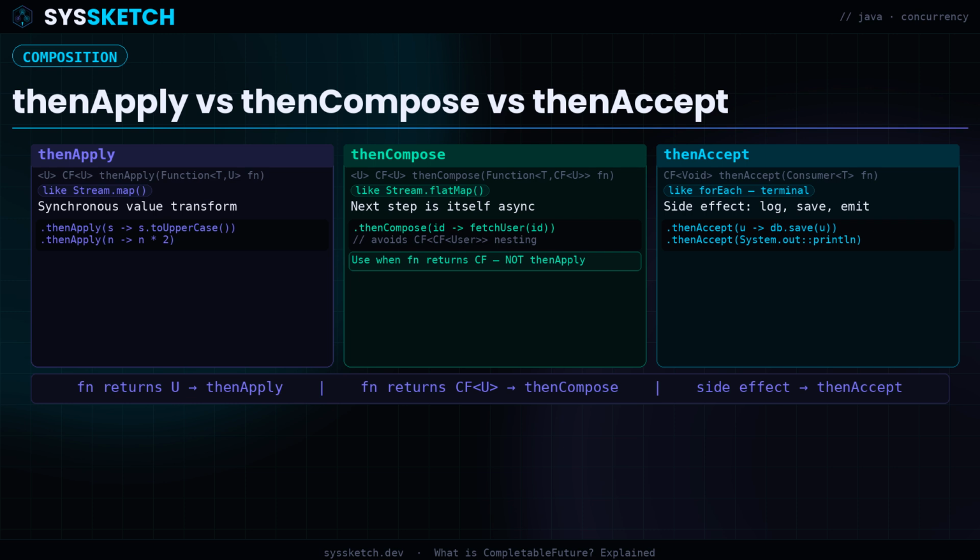thenCompose is the flatMap equivalent. If your transformation itself returns a CompletableFuture, thenApply would wrap that in another CompletableFuture, giving you a nested future. thenCompose unwraps it automatically, flattening the chain. Use thenApply for pure transformations, thenCompose when your next step is itself asynchronous. Getting these 2 confused is the single most common CompletableFuture mistake.